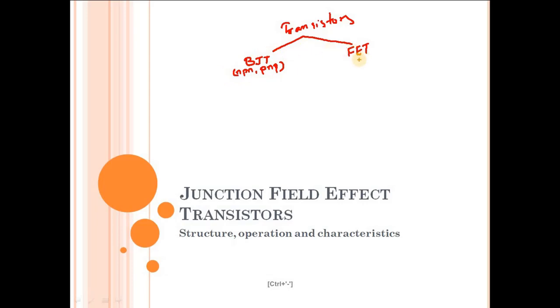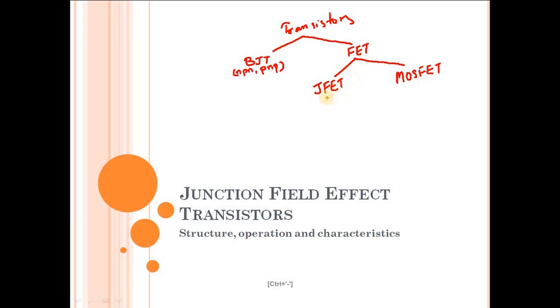So FET now again can be subdivided into two types of FETs. One is JFET, that is junction field effect transistors, and another is MOSFET, which is metal oxide semiconductor field effect transistors. So MOSFET stands for metal oxide semiconductor field effect transistor, whereas JFET stands for junction field effect transistors.